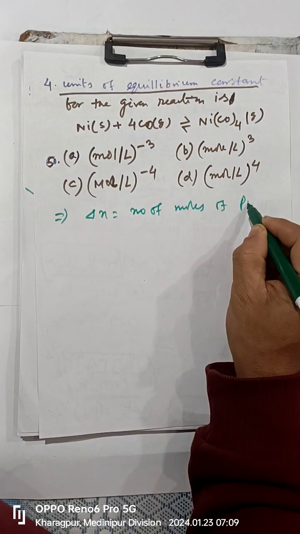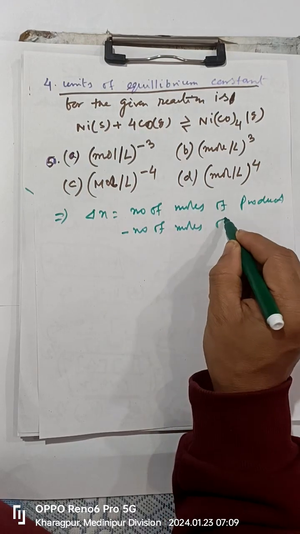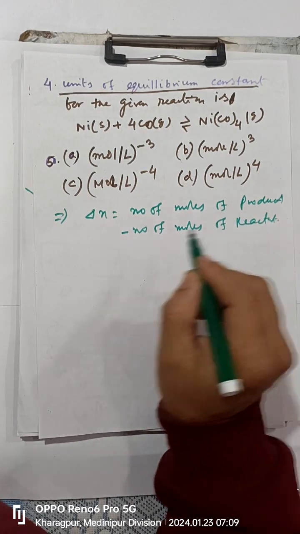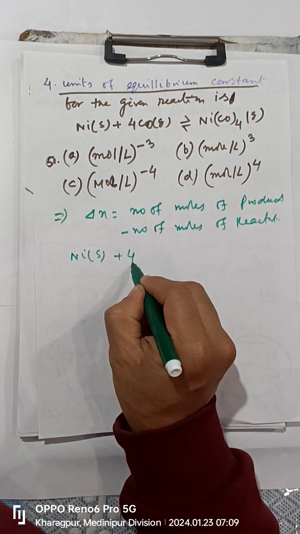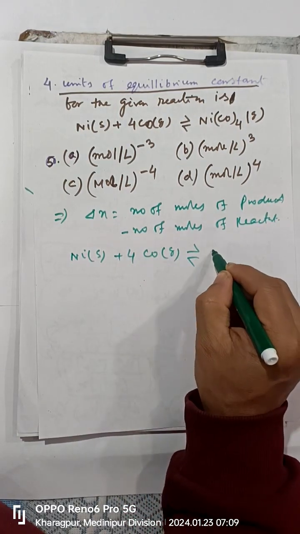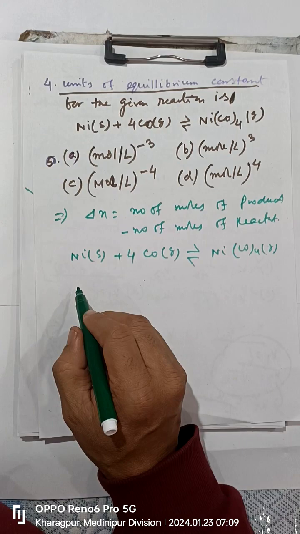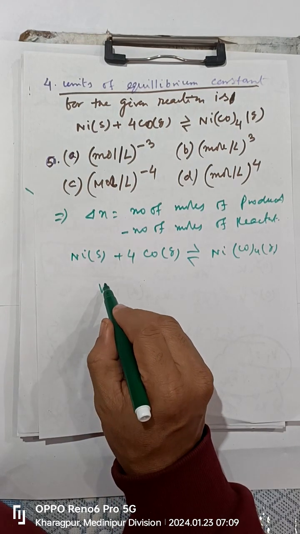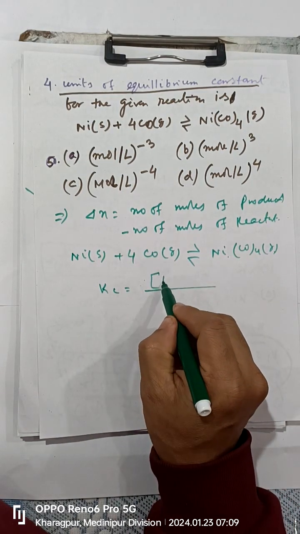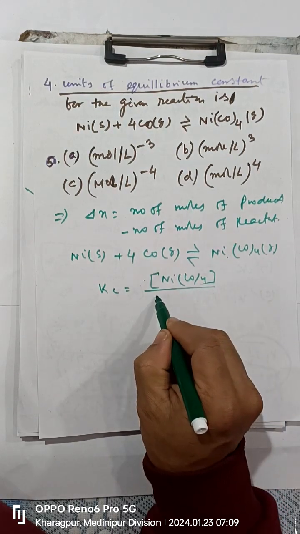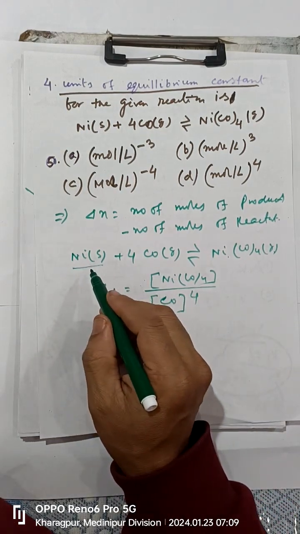moles of product minus number of moles of reactant. So what is the reaction given here? You see, Ni solid plus 4 CO gives Ni(CO)4 gas. So the equilibrium constant Kc is equal to the concentration of Ni(CO)4 over the concentration of CO to the power 4, because nickel is present in solid state.